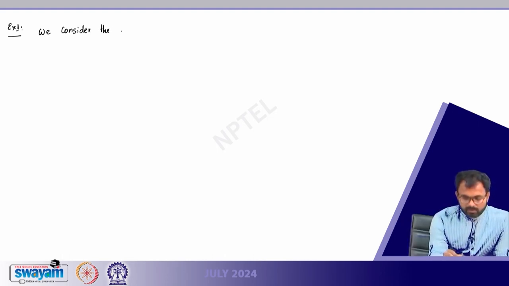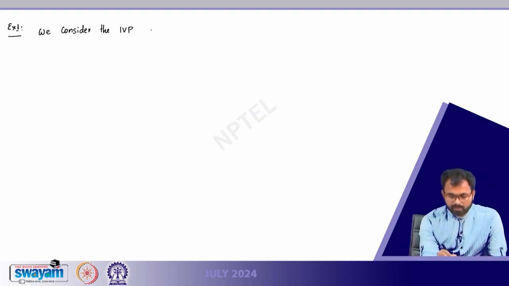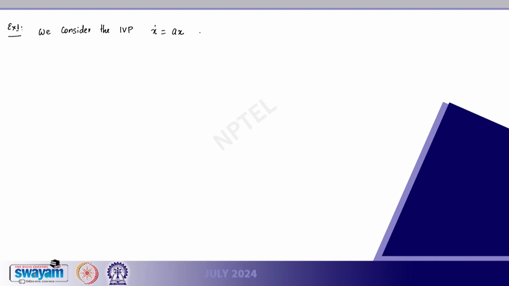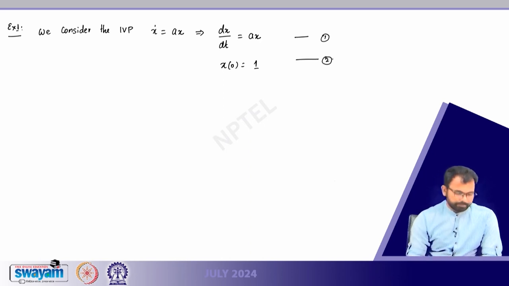Let me write example one. We consider the following initial value problem, IVP: x dot equals a of x, and x at 0 equals 1. So this is basically dx/dt equals a of x, and x(0) equals 1. Let us call it equation number 1, and this one equation number 2.